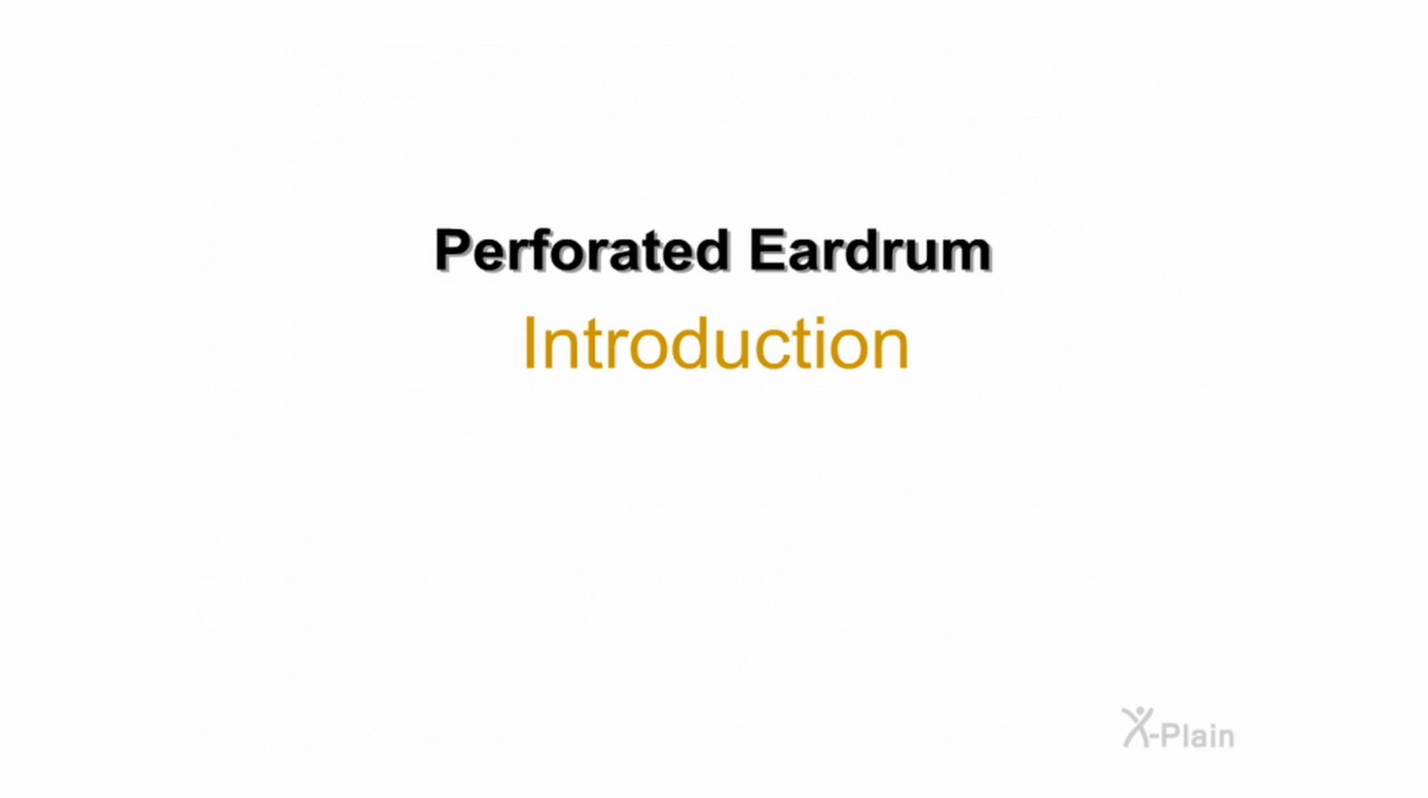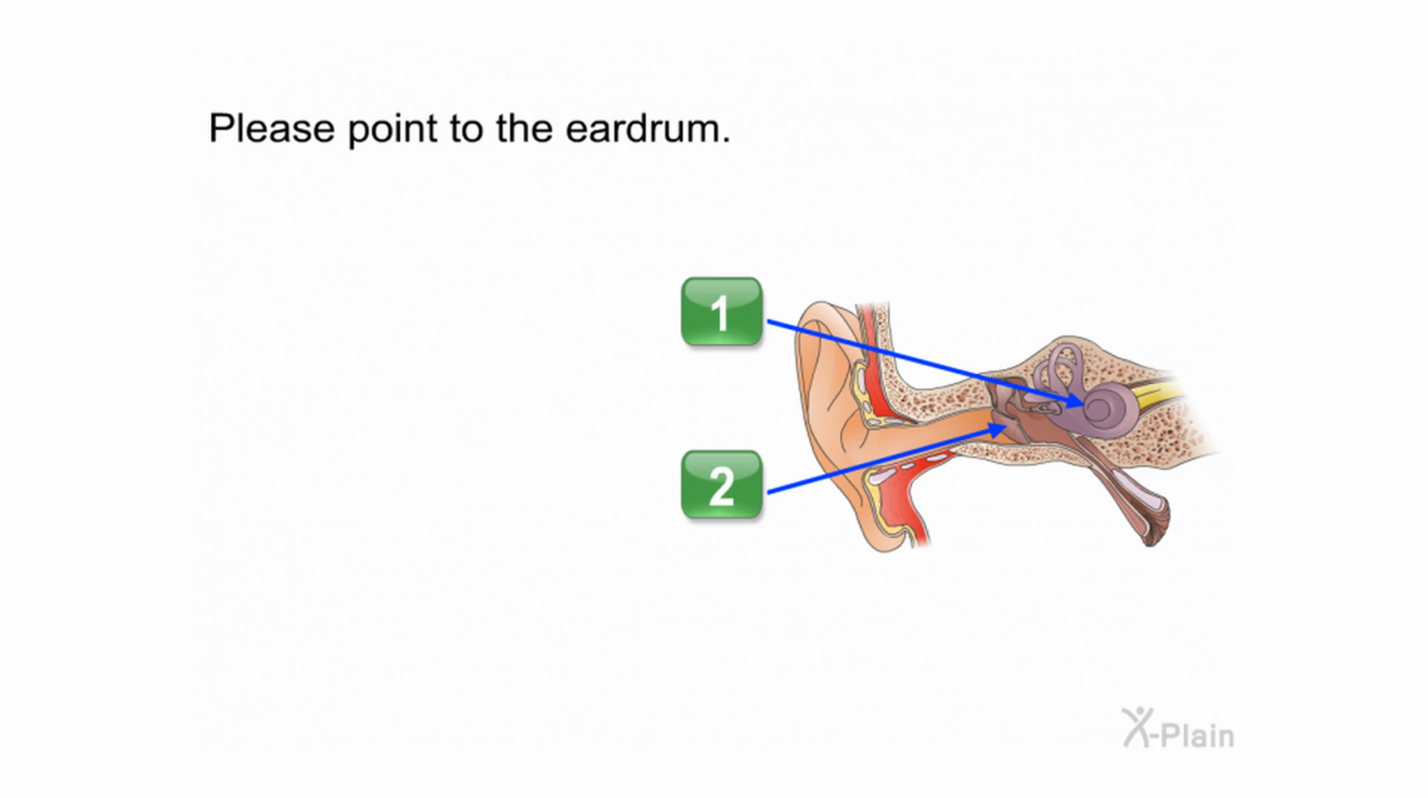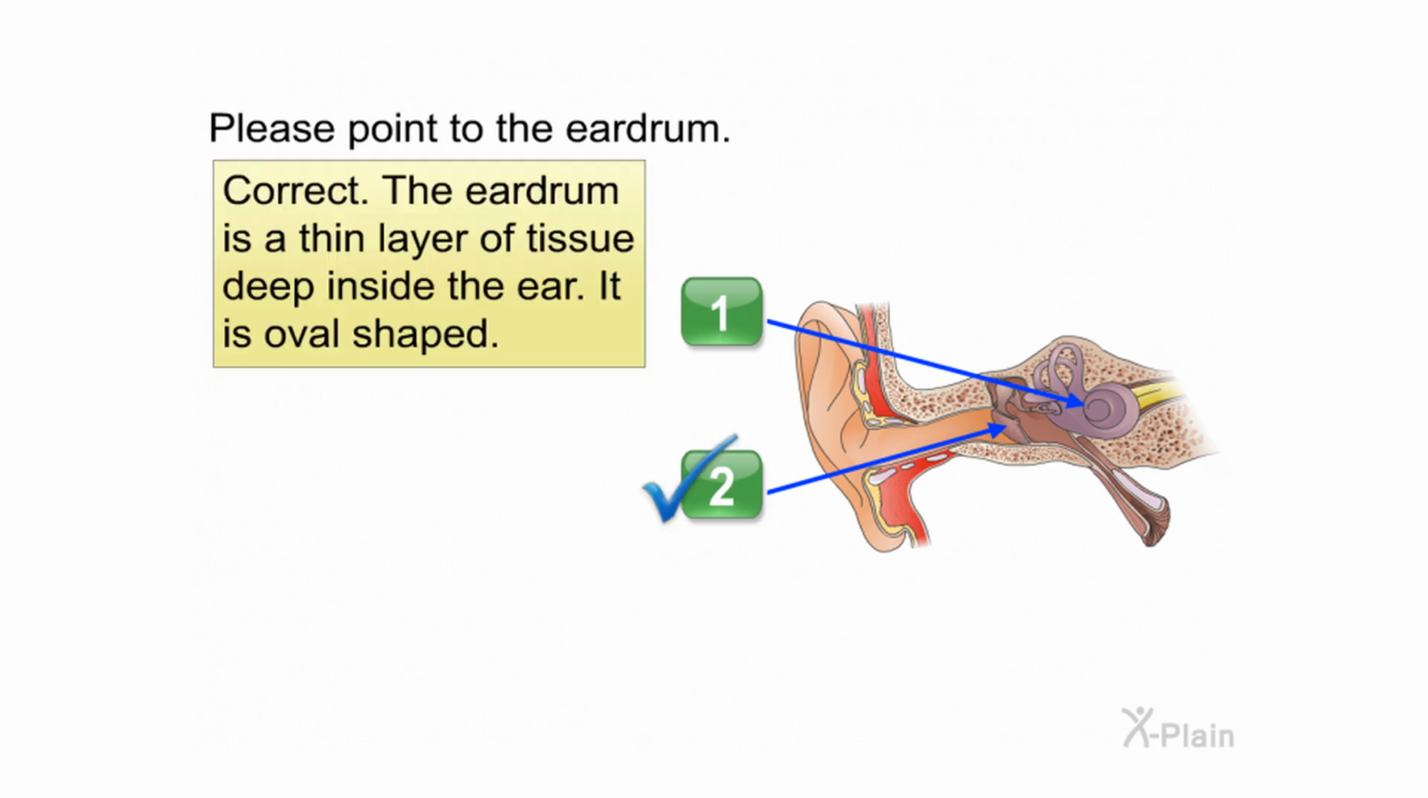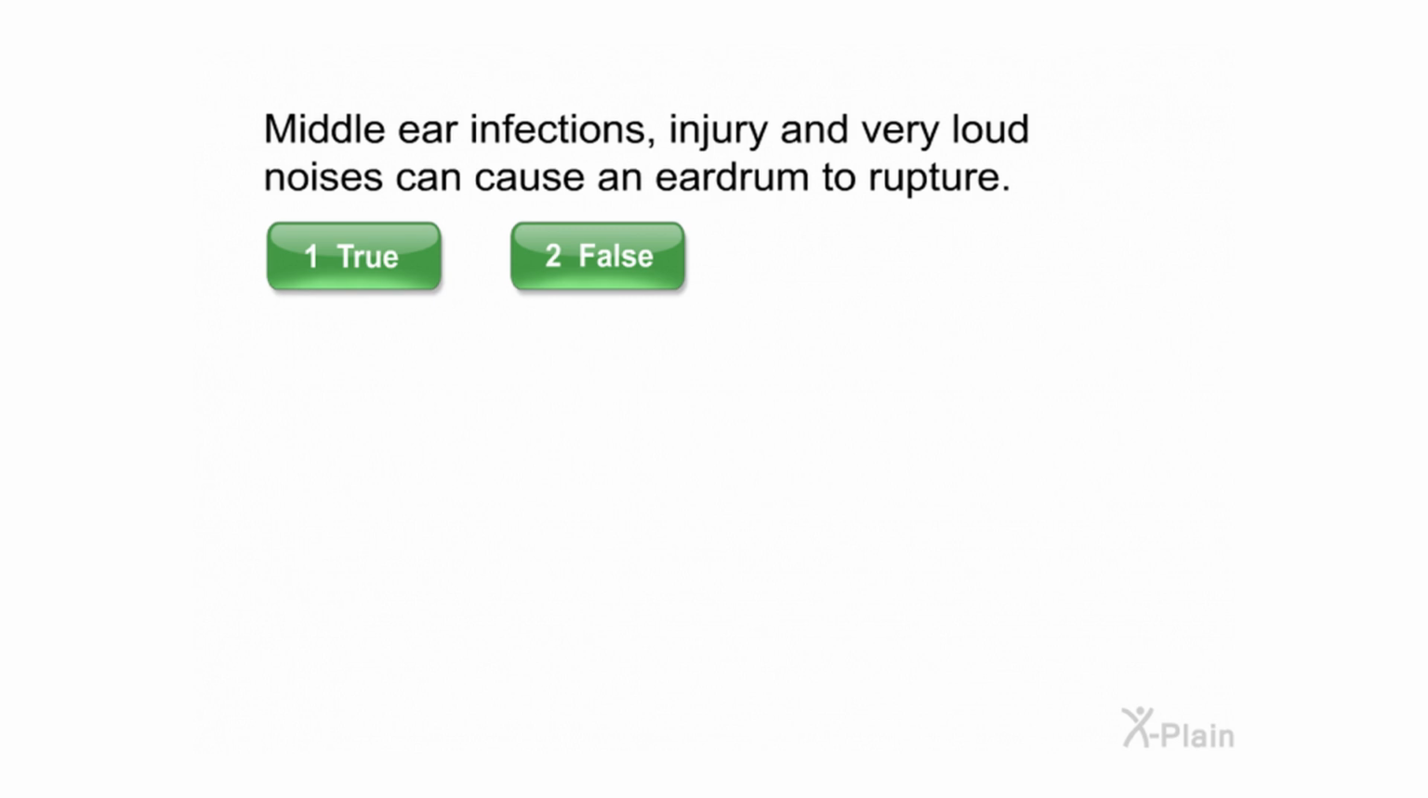Perforated eardrum. Introduction. Please point to the eardrum. Choose one of the following options. Correct. The eardrum is a thin layer of tissue deep inside the ear. It is oval-shaped. Middle ear infections, injury, and very loud noises can cause an eardrum to rupture.